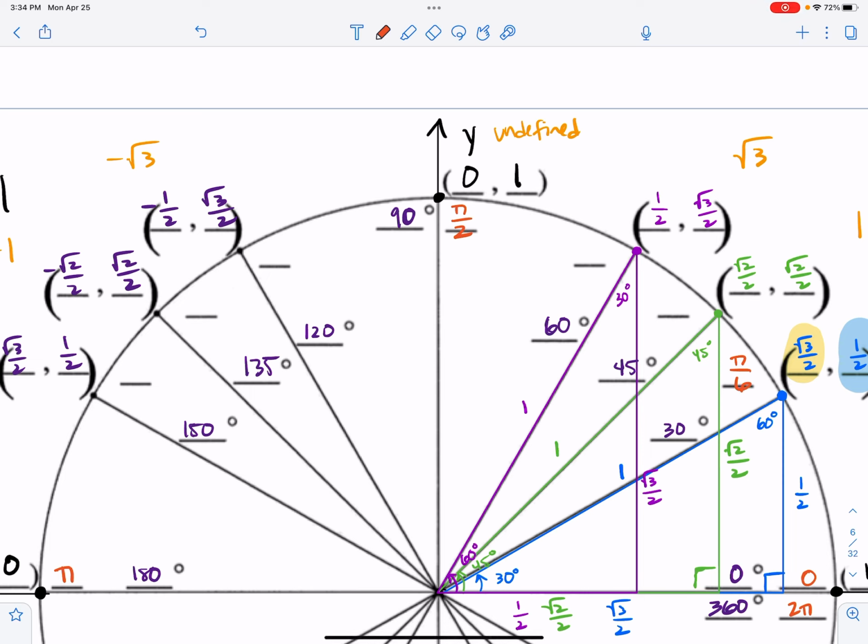45 degrees is 1/4 of 180 degrees, so we can write 45 degrees as pi over 4. And 60 degrees is 1/3 of 180 degrees, so we can write 60 degrees as pi over 3.